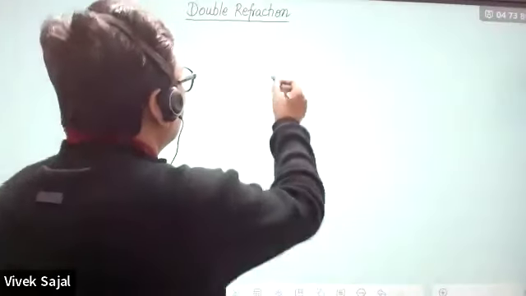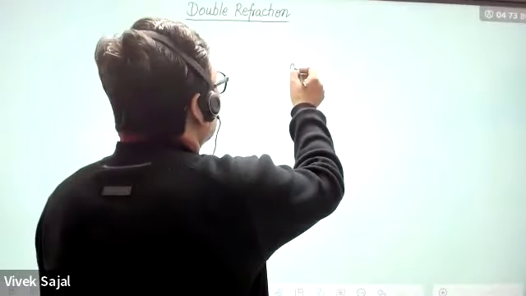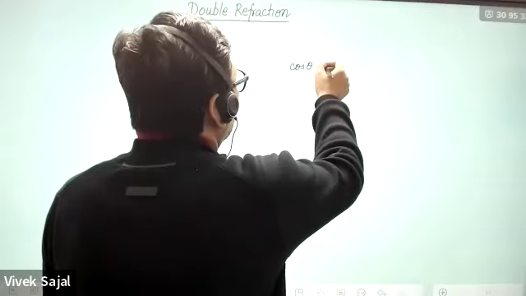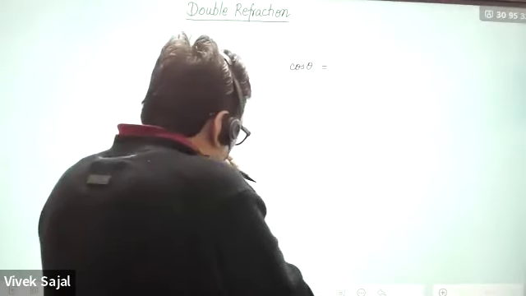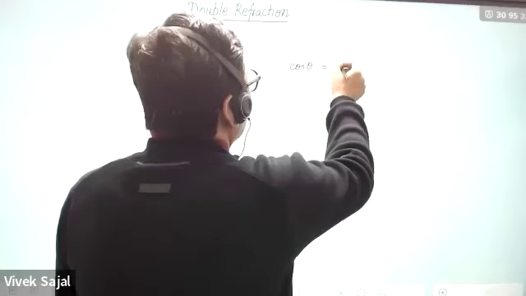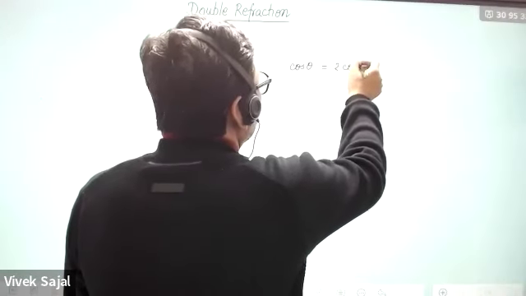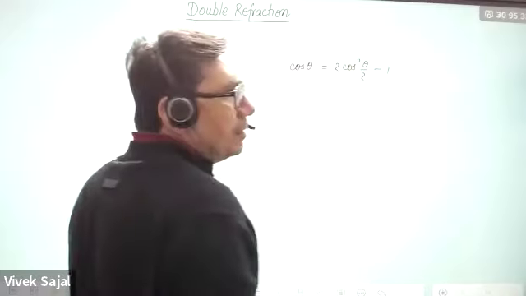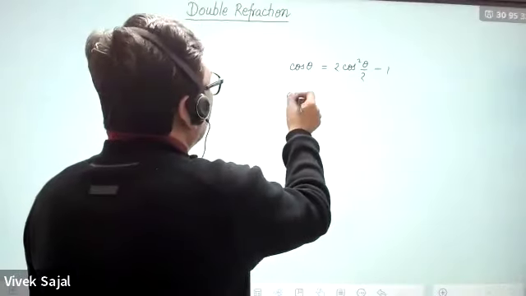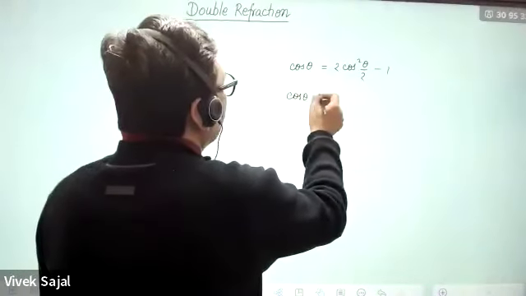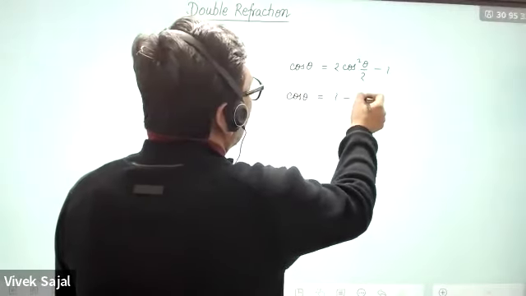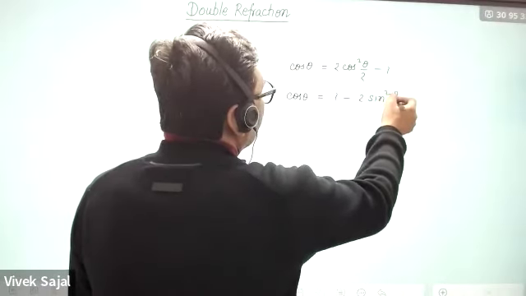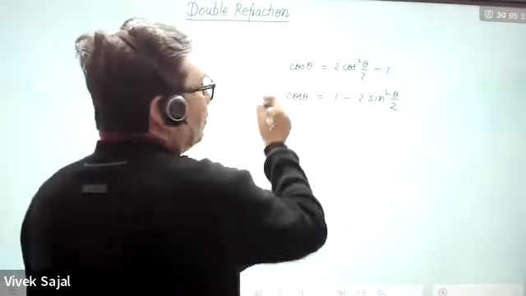I have used this formula. Look, cos theta is, sorry, cos theta is 2 cos square theta by 2 minus 1. Okay? This is one of the formulas. Another formula for cos theta is 1 minus 2 sin square theta by 2. Okay? So I have used this formula.